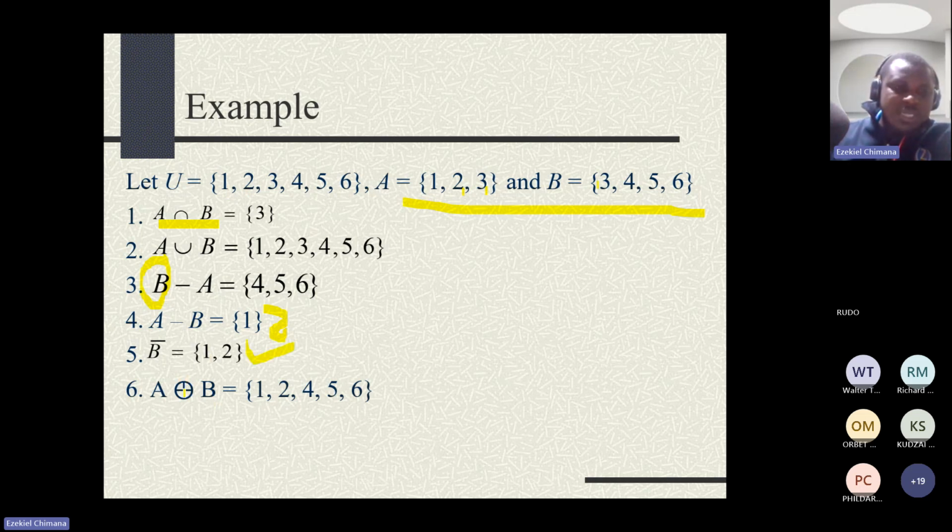And then you want the elements which are in A only and B only and not both. So that's the symmetric difference. 3 is common, so we remove it from our set. So you just take the union but removing those which are in both. So we're going to be left with 1, 2, 4, 5, 6. I think it's simple and straightforward.